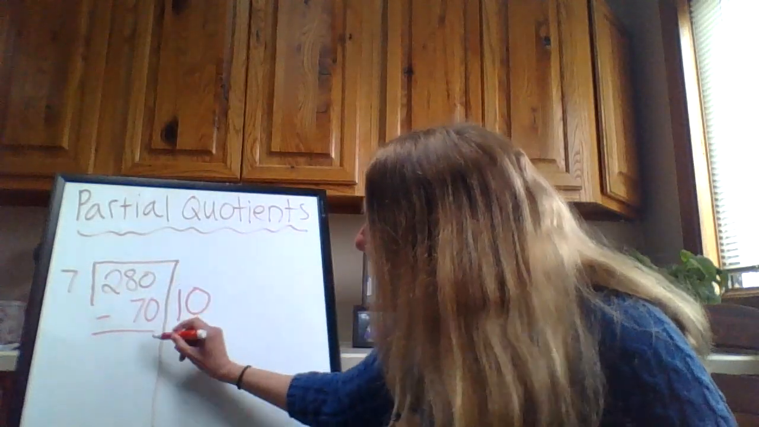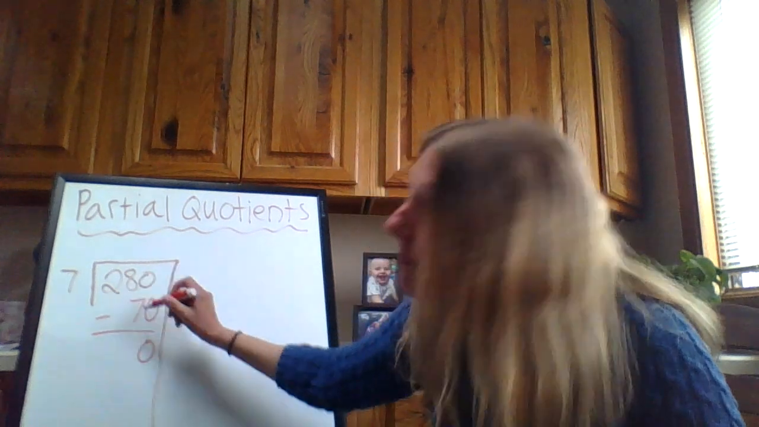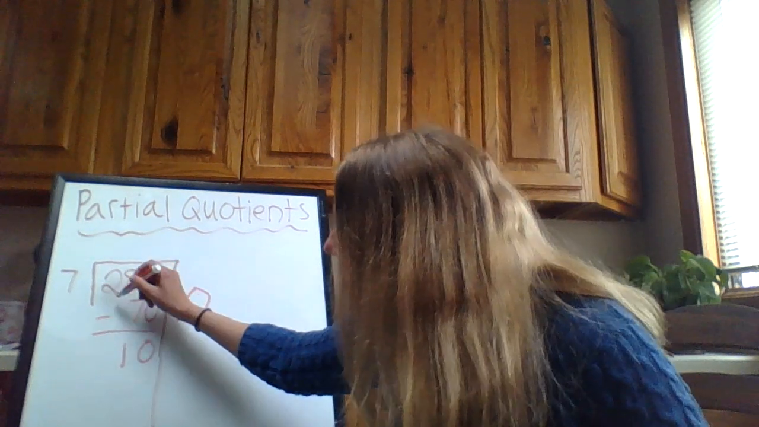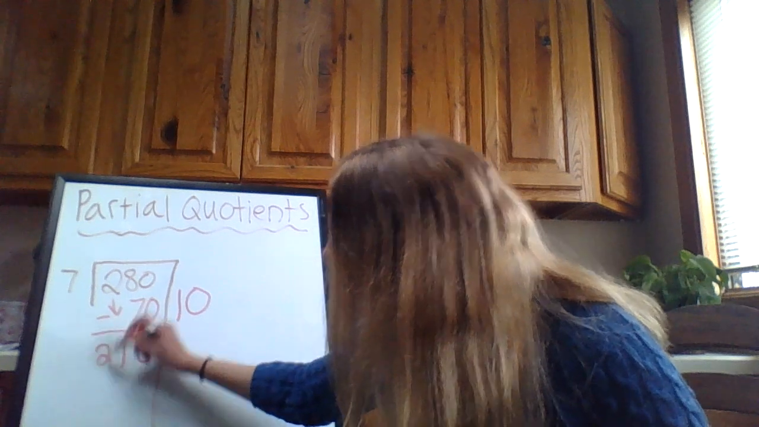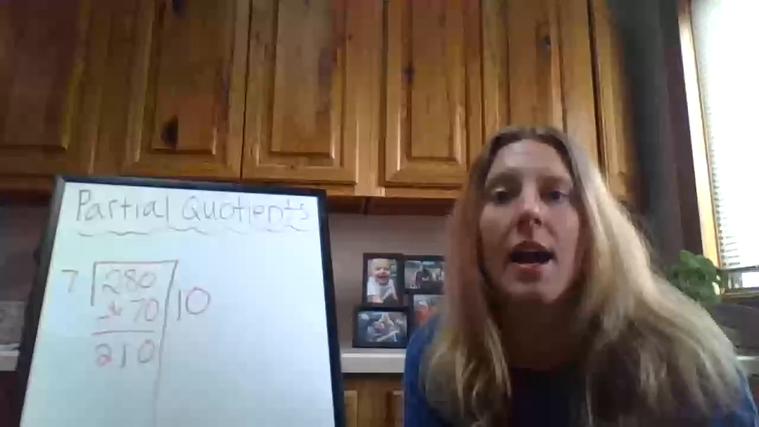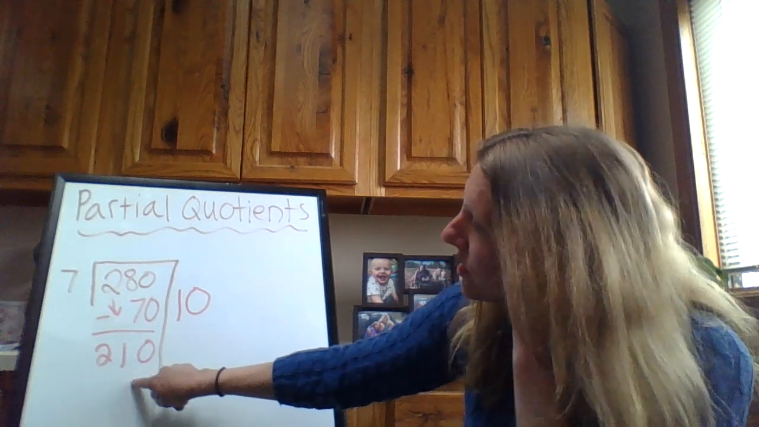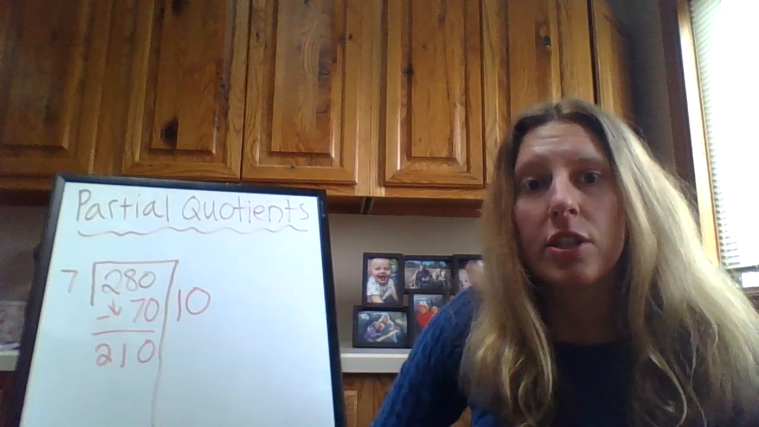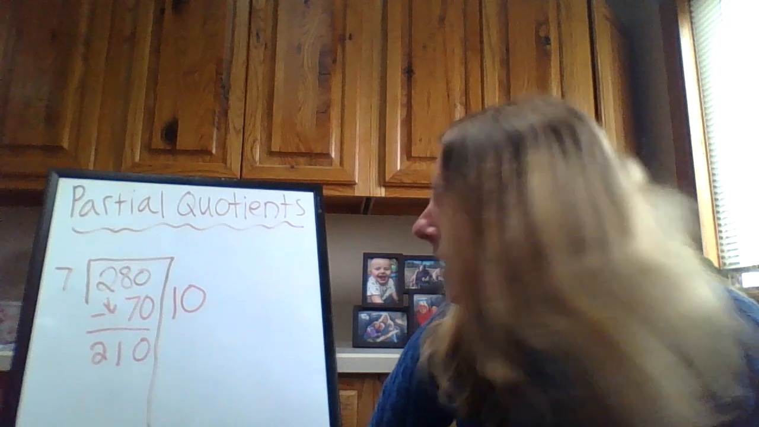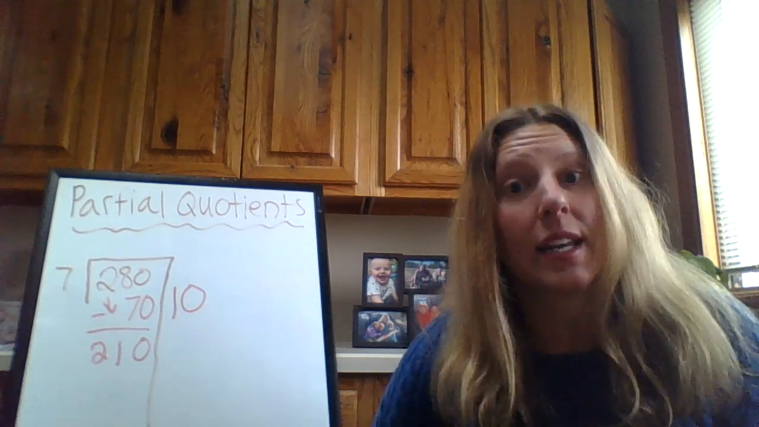So 0 minus 0 is 0. 8 minus 7 is 1. And then I just bring down the 2, and I get 210. So now I need to divide 210 by 7. So thinking of tens, I can use that again.